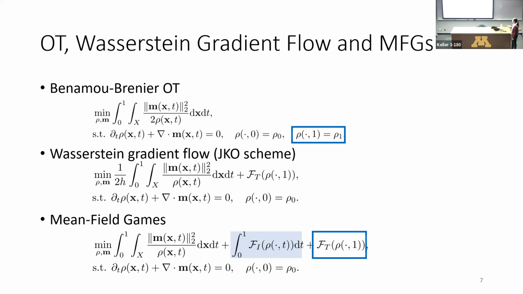So the first concept is called optimal transport. As many people know, optimal transport induces a metric on the probability density space. And the Benamou-Brenier formulation of optimal transport can be viewed as a special case of mean field game. It's just that you don't have the interaction cost, and the terminal cost is a hard constraint.